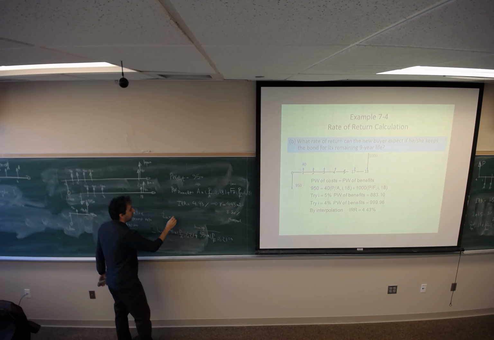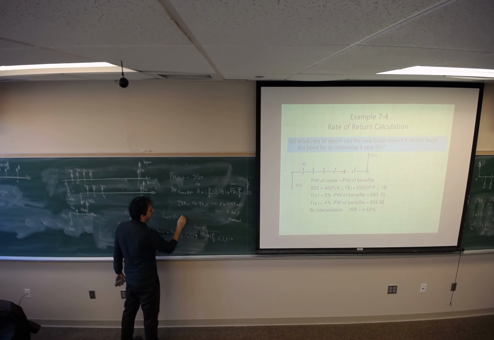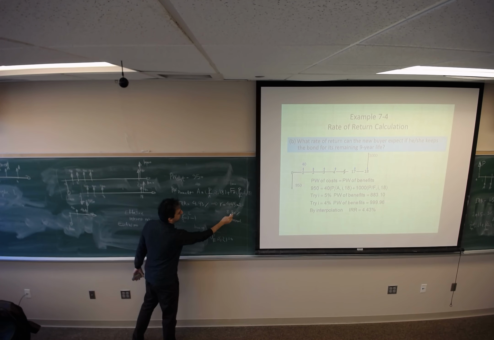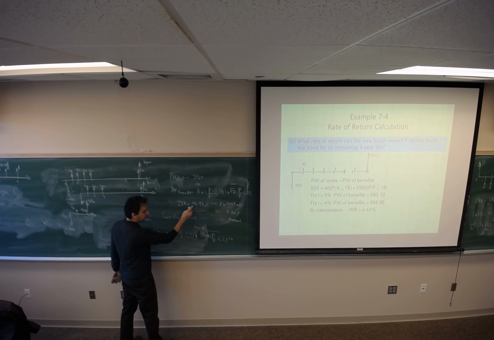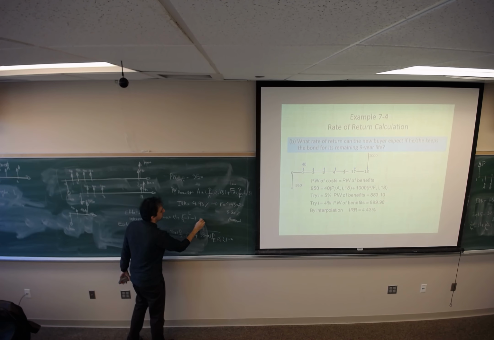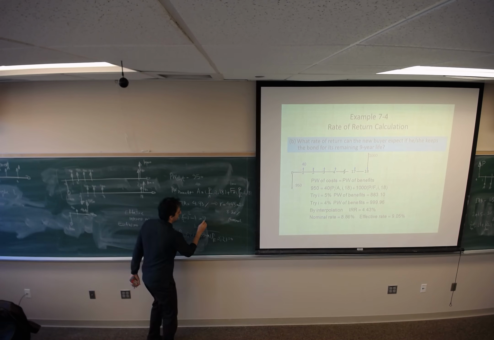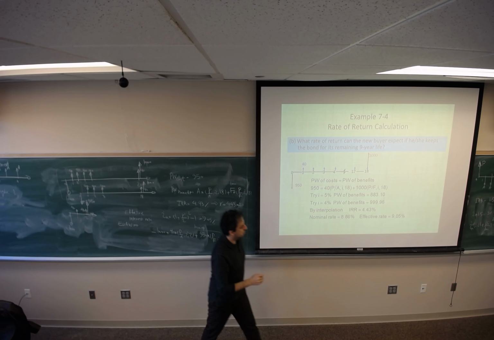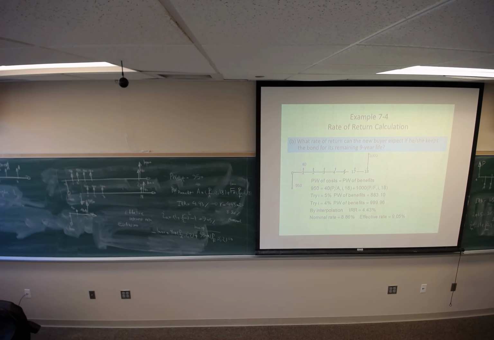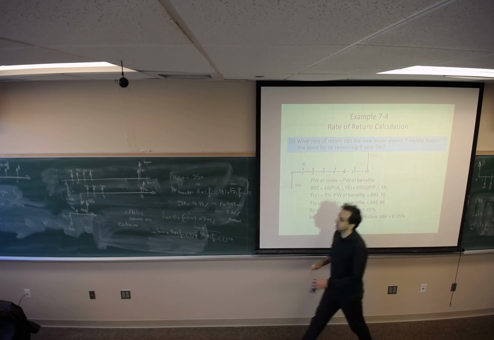It's 1 plus R divided by 2, to the power 2, minus 1. R is 8.83, divided by 2 is going to be 4.43, power 2 minus 1. It's going to give me 9.05. So the effective interest rate for the new buyer is 9.05.